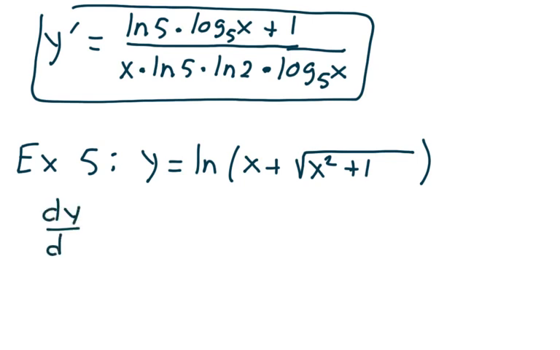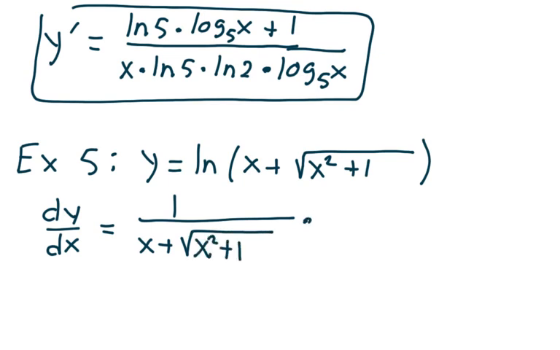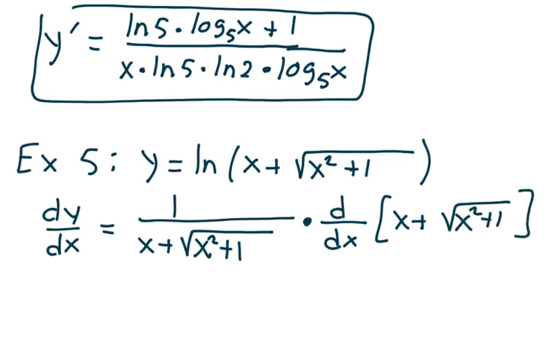So we're going to do dy dx, and we're going to go 1 over x plus the square root of x squared plus 1 times the derivative of x plus the square root of x squared plus 1. So this is just chain rule. Okay? Now, let's write that on the next page.